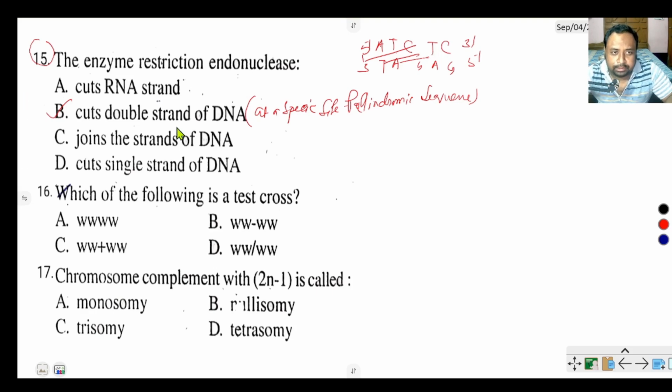Joining the strand of DNA is done by the molecular glue, that is ligase. Cutting a single strand of DNA and unwinding the DNA is done by topoisomerase 1 or gyrase.